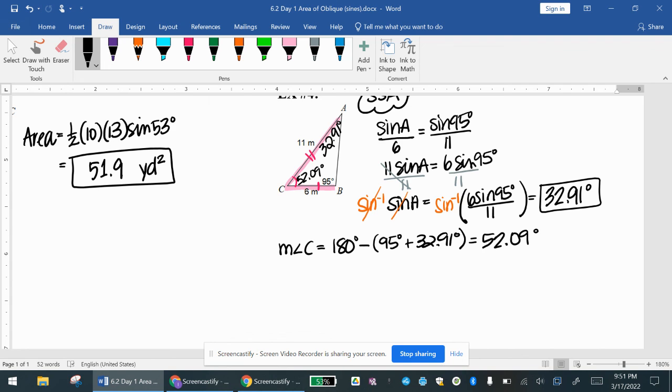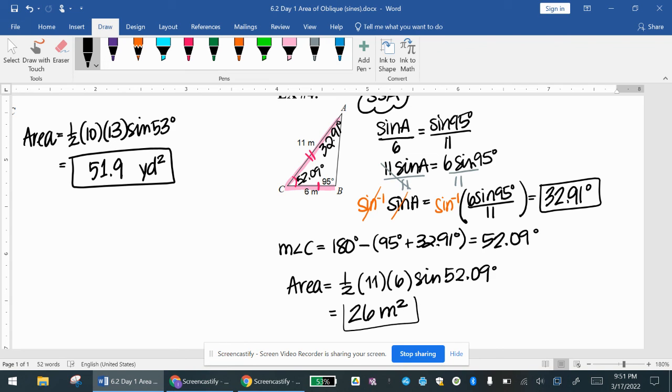So for the area of this triangle, I'm going to do 1/2 times the side that measures 11 meters, 6 meters, and the sine of the angle between them, which I found as 52.09. Okay, go ahead and put this in your calculator and just make sure you get 26 meters squared. You could put 26.0 if you want as well.